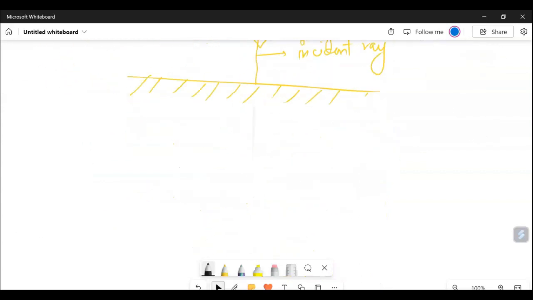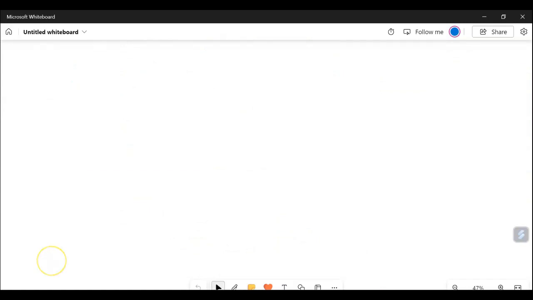Now we are going to discuss the next term, concave and convex mirror. So what is that? First understand how to draw any mirror. We have two types of mirror, concave and convex. So how to draw the mirror?